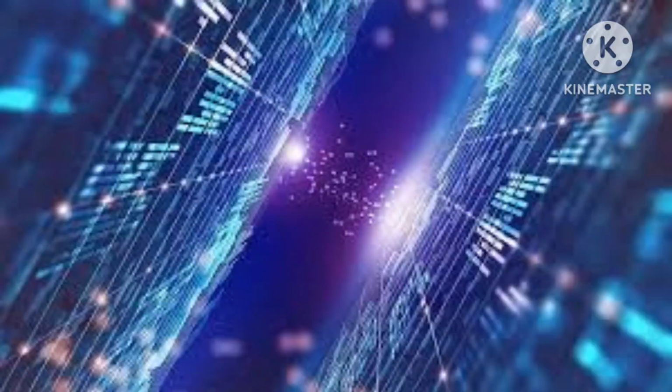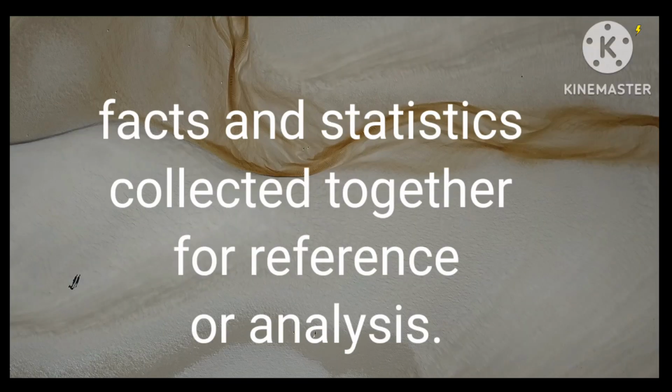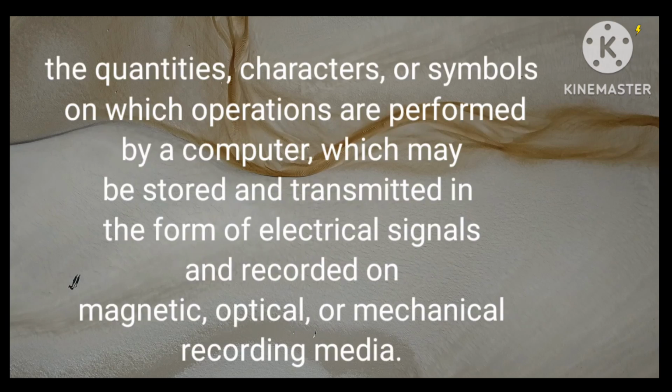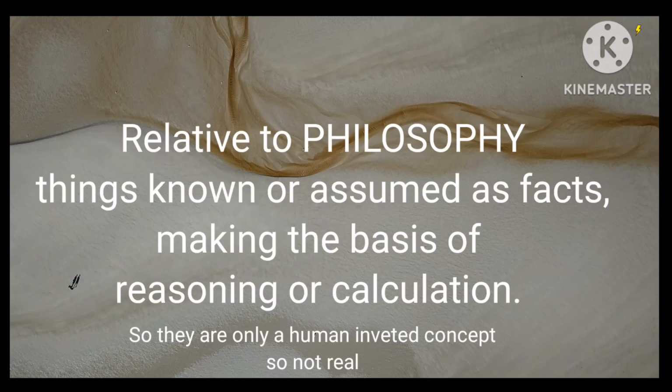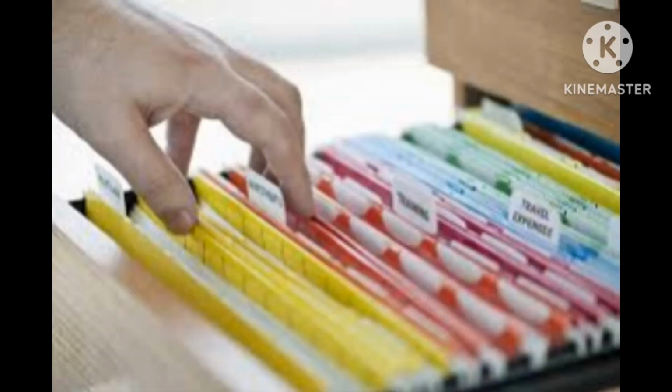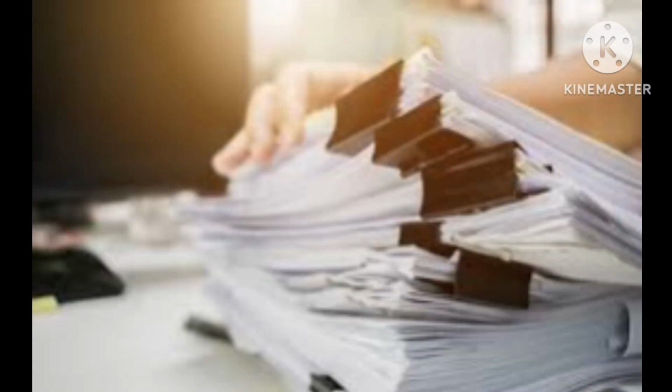Data. What is it? Some Internet definitions of data are: facts and statistics collected together for reference or analysis; the quantities, characters, or symbols on which operations are performed by a computer, which may be stored and transmitted in the form of electrical signals and recorded on magnetic, optical, or mechanical recording media; relative to philosophy, things known or assumed as facts, making the basis of reasoning or calculation. Basically, anything that you can keep a record of is data.